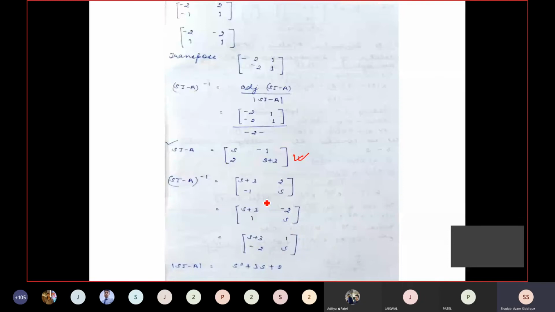Okay. So this is sI minus A. So sI minus A is here. Now we need to find (sI minus A) inverse. So already we know the inverse of A.